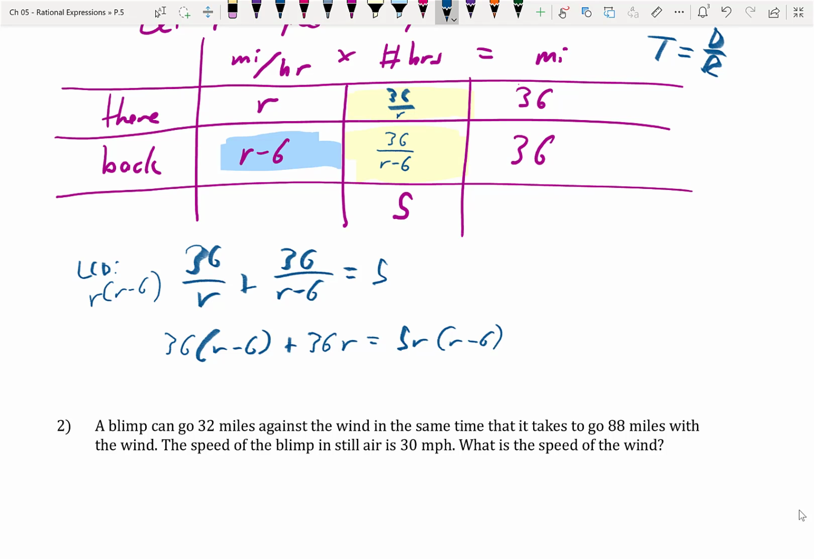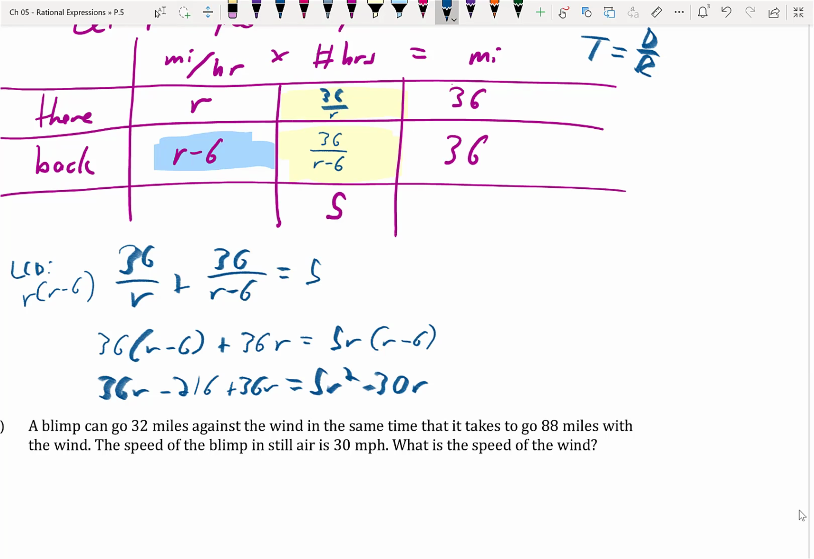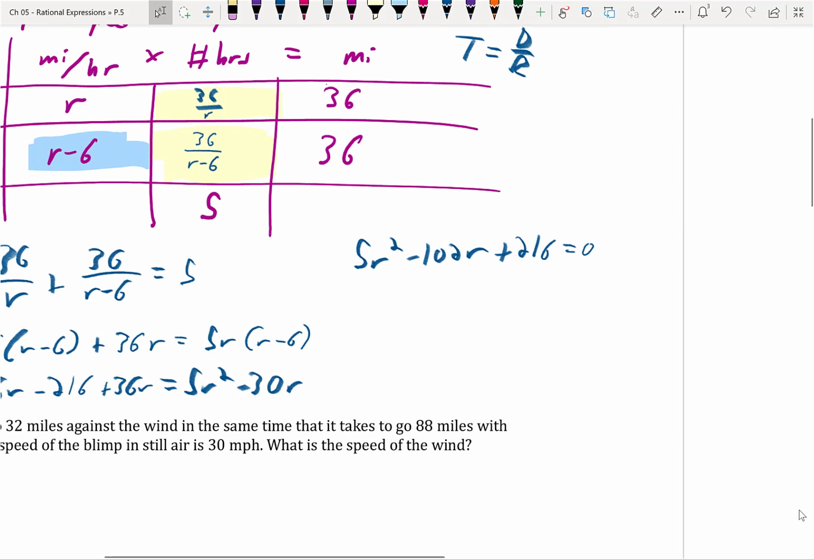Which now means that I have to multiply everything out, which you can do. 36r minus 6 times 36 is 216, plus 36r equals 5r squared minus 30r. If I move everything to the right side, I would get 5r squared plus 72, so the minus 72 minus 30 is minus 102r plus 216 equals 0.